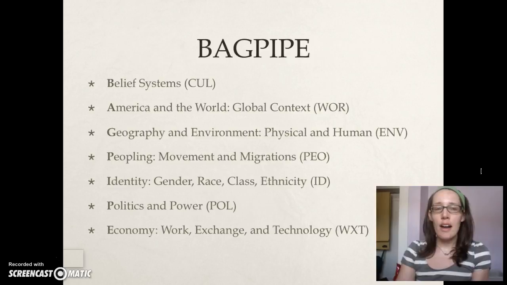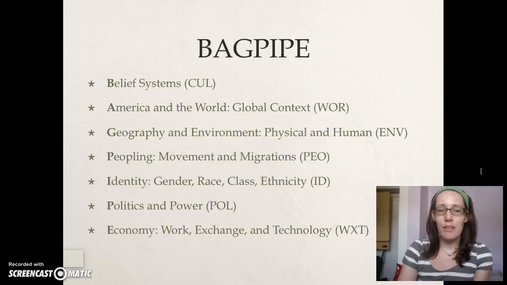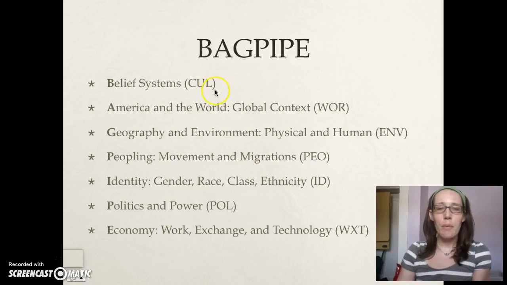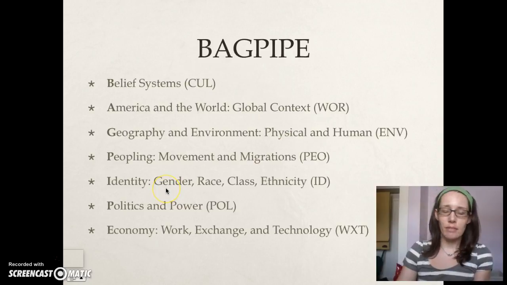What is easier, I think, is to learn things through an acronym. So other AP US history teachers have come up with this BAGPIPE acronym, which I think is really super helpful. Notice that it rearranges the order of the themes, but no worries. It doesn't matter the order. It's not like they're chronological or anything. Notice, I put the College Board abbreviations in parentheses here so you know how they match up. But BAGPIPE, right? There you go.